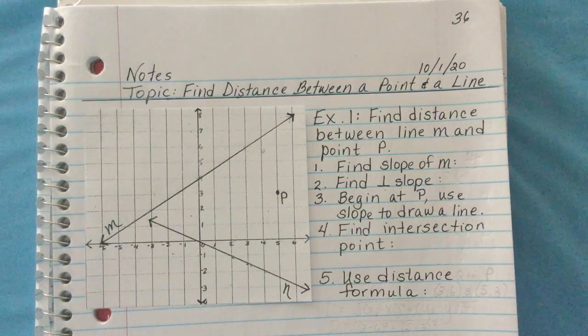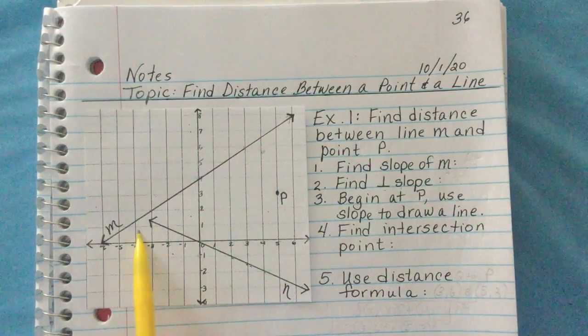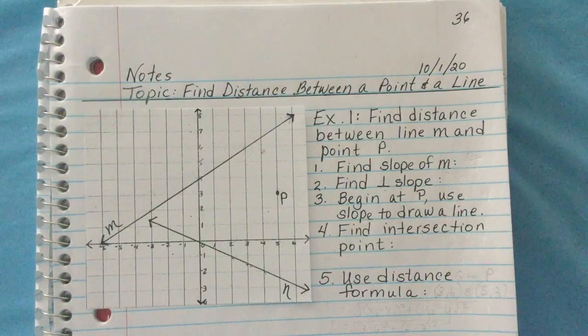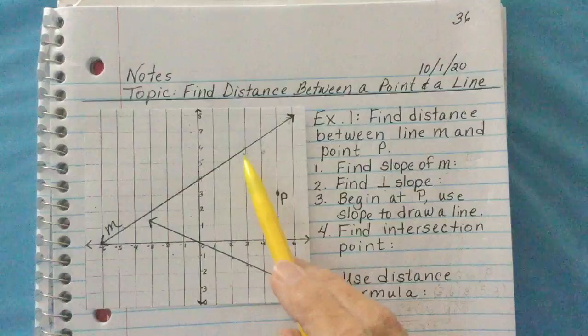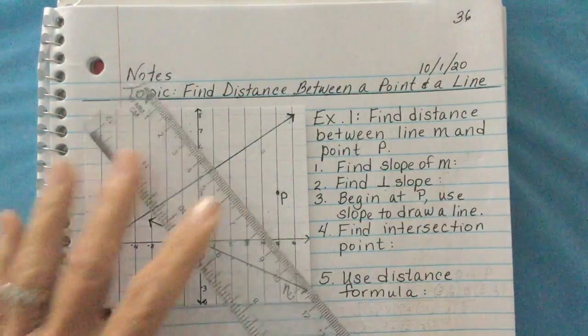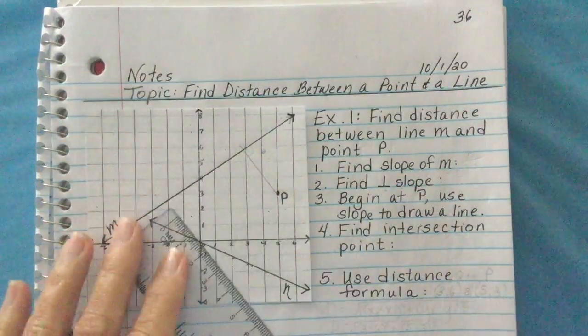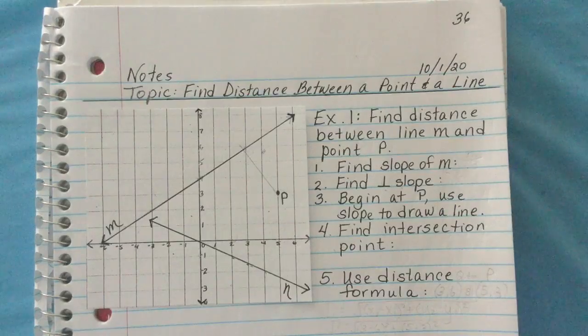Hello. Today I'm going to give you notes on how to find the distance between a point and a line. So first we have to talk about the distance. The distance between a point and a line is always going to be at a right angle. I'm not making it perfect, but a right angle is the shortest possible distance.